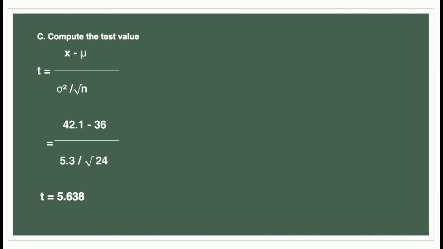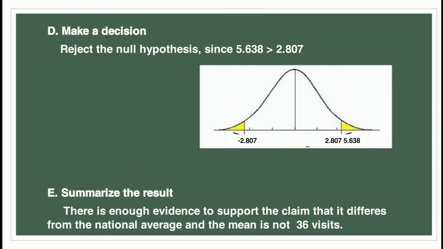The third step is compute the test value. The formula is T is equal to sample mean minus average mean over standard deviation over square root of sample population. To substitute, 42.1 minus 36 over 5.3 over square root of 24. The test value is 5.638. Fourth step, make a decision.